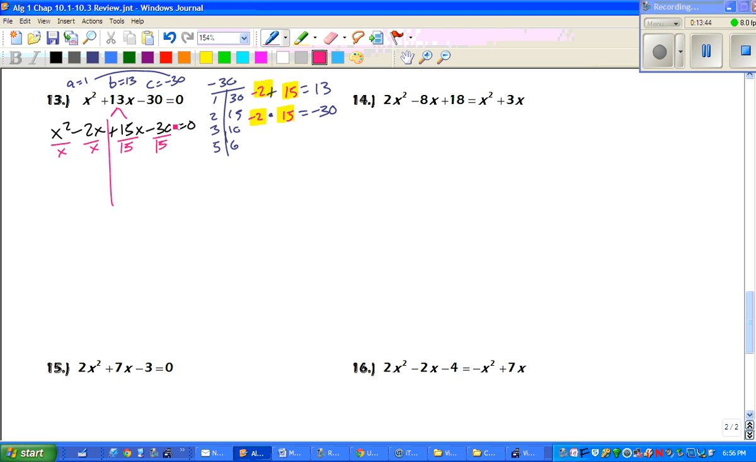Oh, not a 5. The greatest common factor, Mr. Grice. Sorry, I'm kind of sleepy over here. Please forgive me. So we get x minus 2, and then we pull out a 15, and we're left with x minus 2, which is good because that's what we should get. So we get x plus 15 and x minus 2 equal to 0.